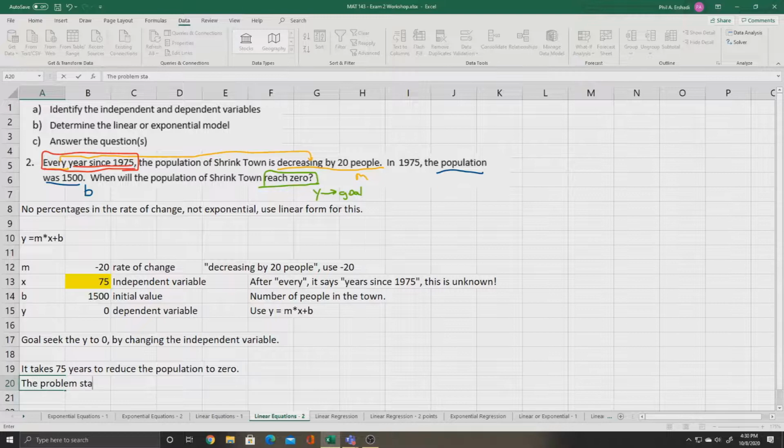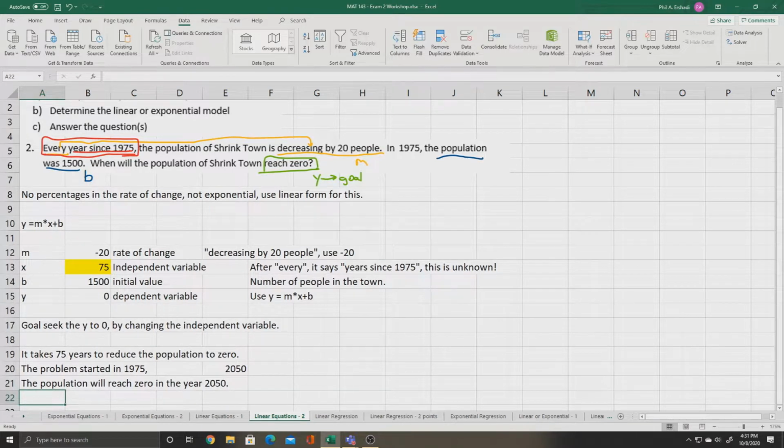The problem started in 1975, though. So we will take equals 75 that we found plus 1975 that they gave us equals 2050. So the population will reach 0 in the year 2050.